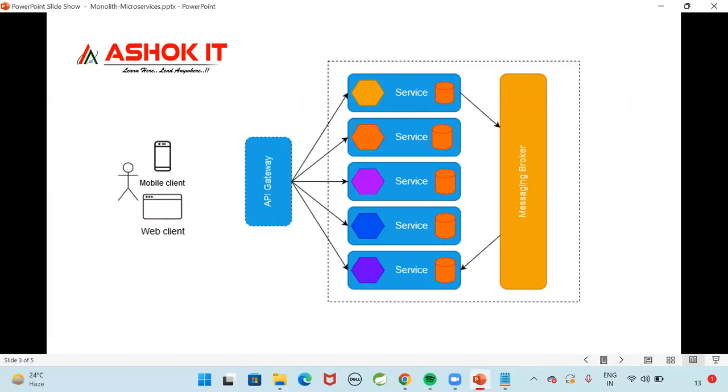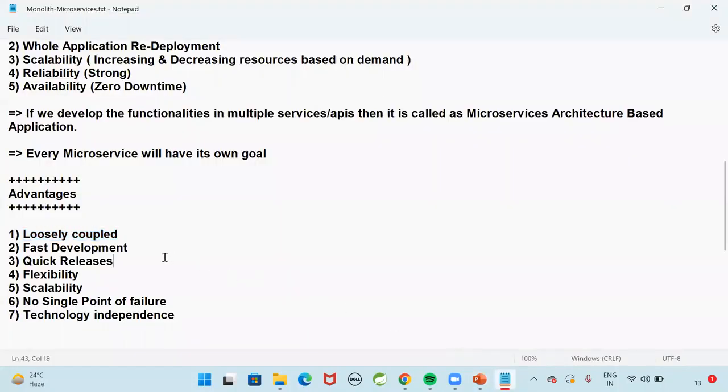Are you able to understand my point, guys? Now, if there is a change in the project, do I need to deploy the entire application, or only the particular service which is modified? Only the particular service which is modified I need to deploy.